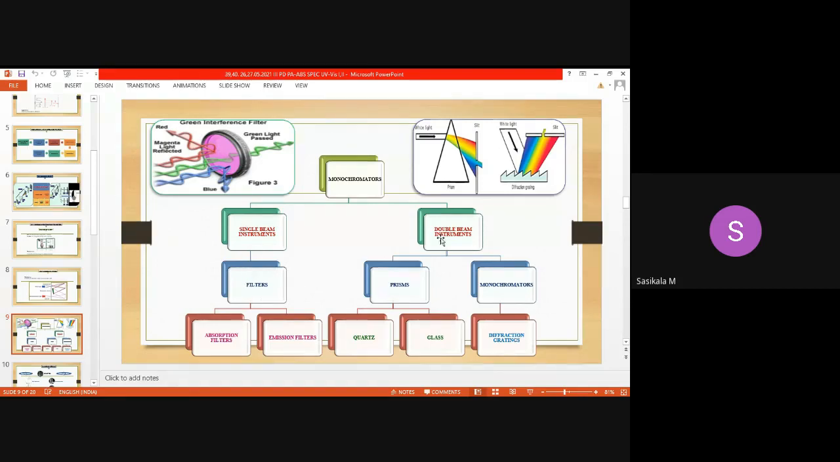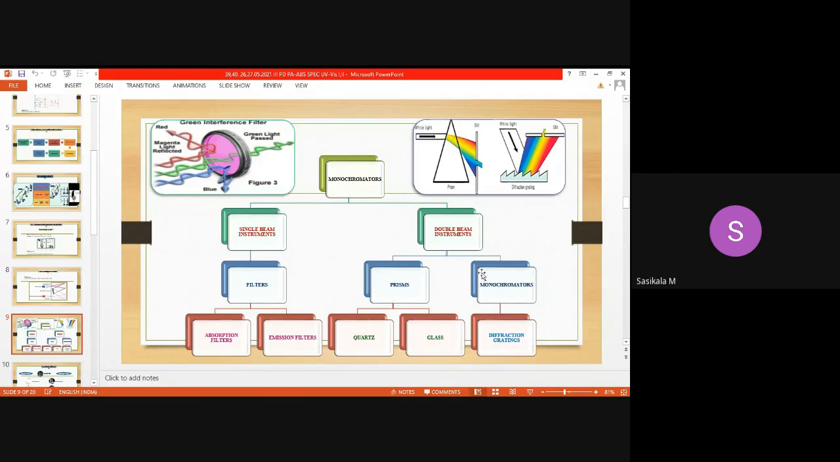In double beam instruments, two kinds of monochromators are used. One is prisms, another one is monochromators itself. One is prism type monochromators, the second is grating monochromators. In single beam instruments, only filters. Filters are of two types: absorption filters and emission filters. Prisms are of two types: prisms made with quartz and prisms made with glass.